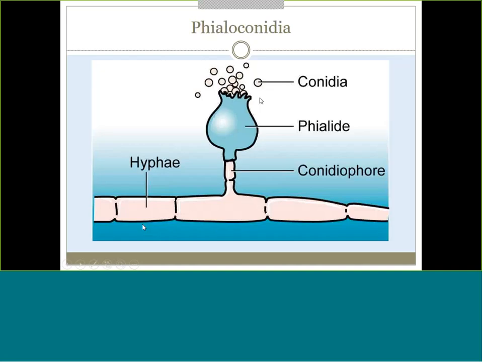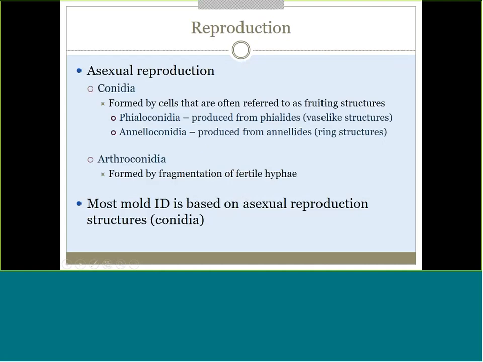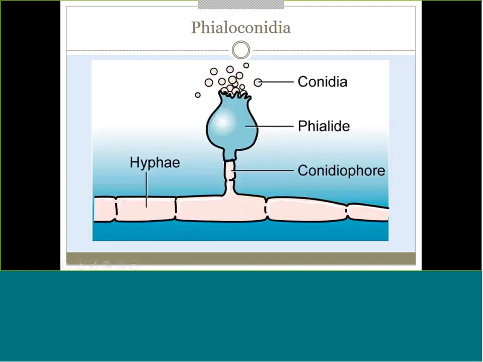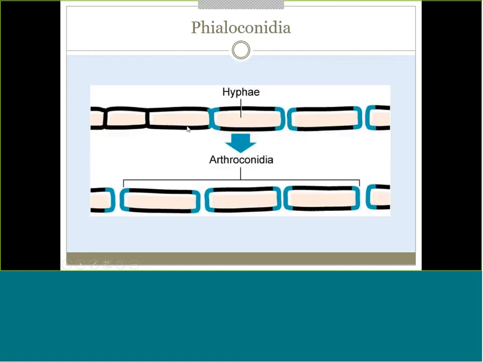So this is just showing you those fruiting structures. This one is the phialoconidia. It's described here as more of a vase-like structure. You can see that vase, and then the conidia is at the top coming out. There's the hyphae, which is the main structural unit, and then it develops up into that vase-like structure with the asexual reproduction. This is the arthroconidia, which was described as more of a ring-like fruiting structure.